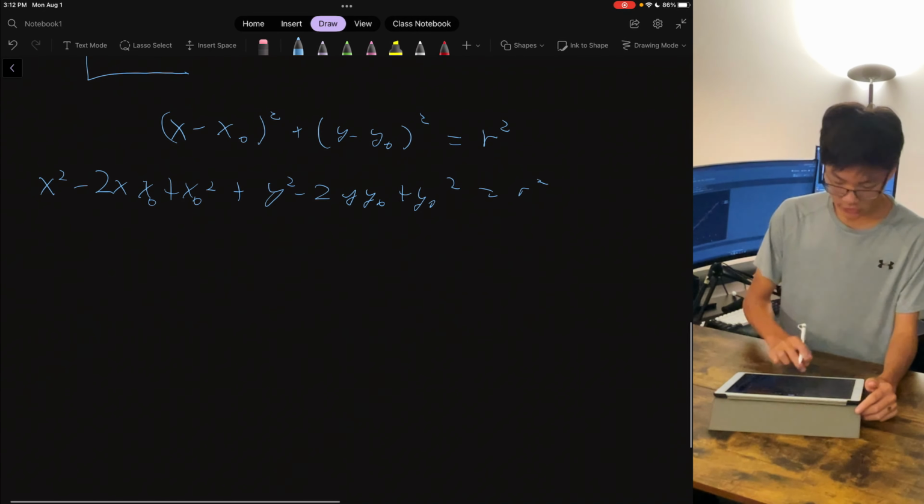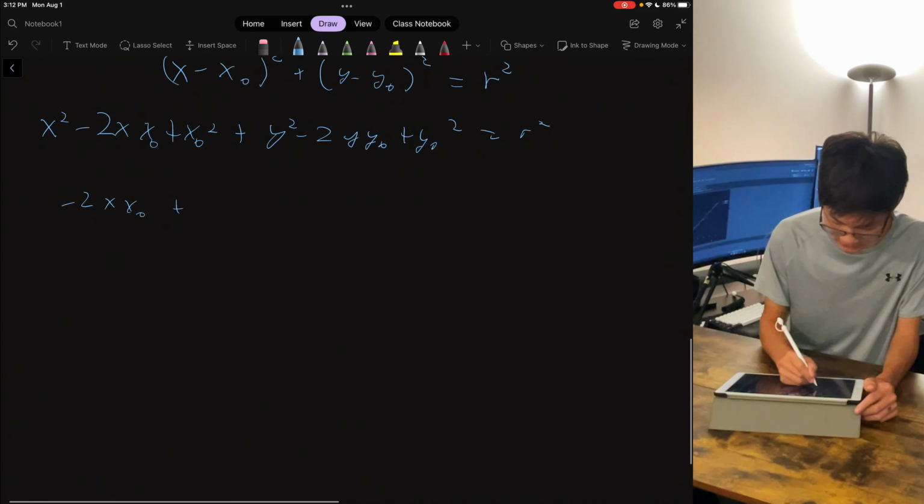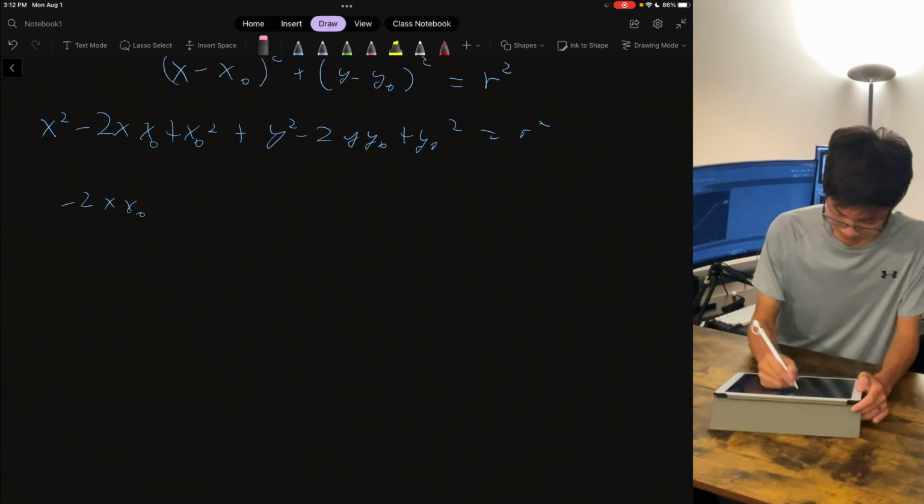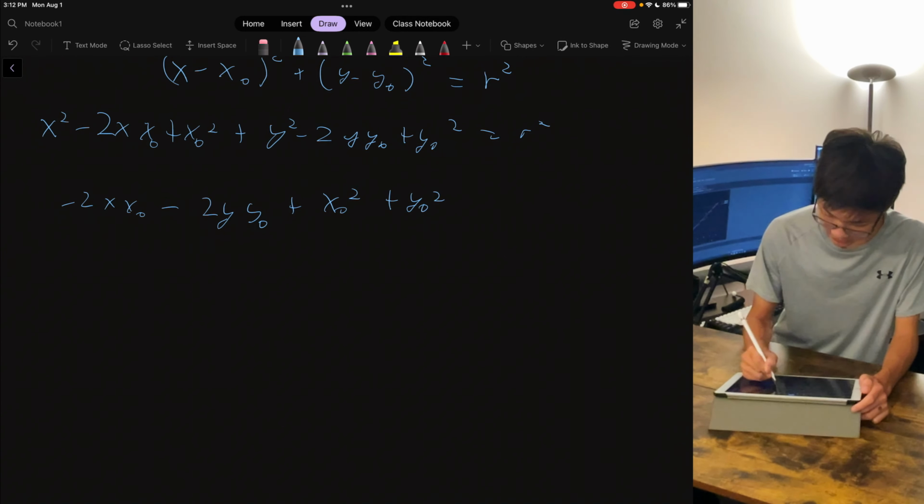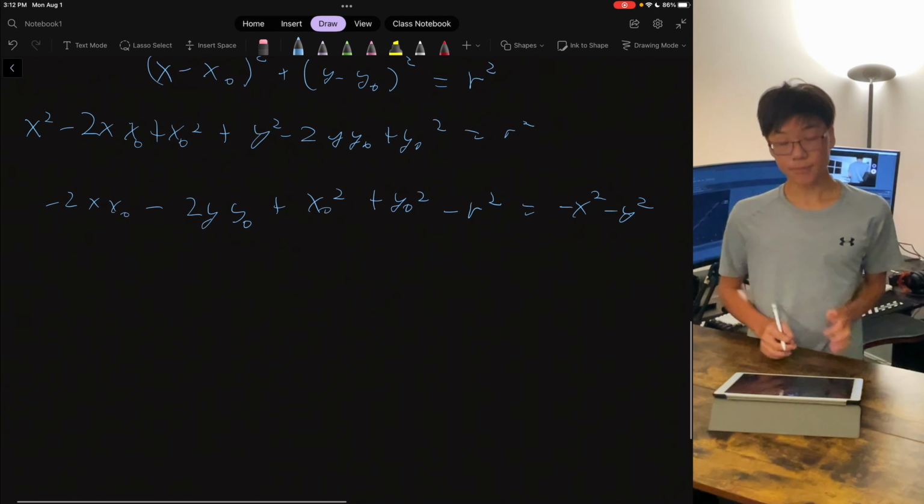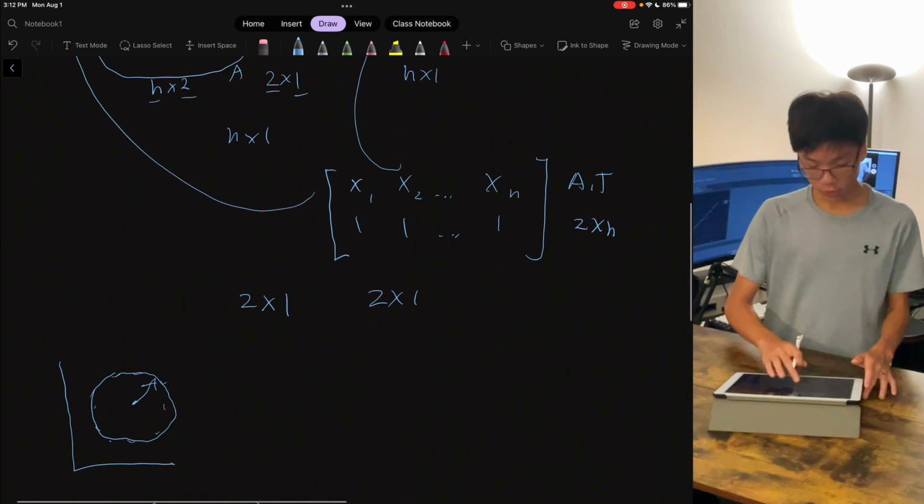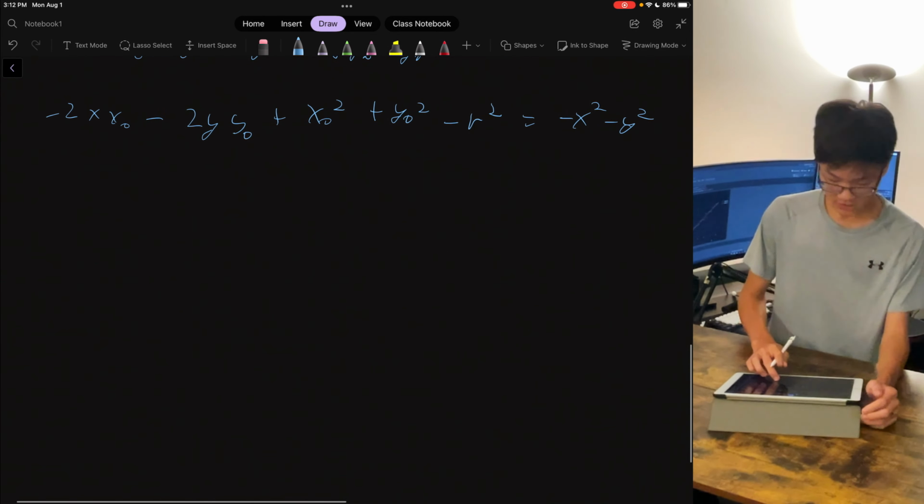So doing that would give us minus 2x x naught plus minus 2y y naught plus x naught squared plus y naught squared minus r squared, and that's going to be equal to minus x squared minus y squared. Okay, so now just like what we did before, we can expand this out into matrix form. So once we do that, it will look something like this.